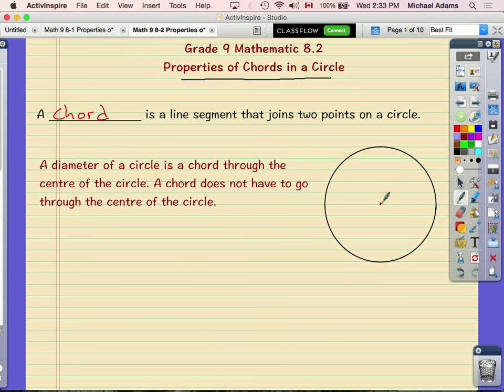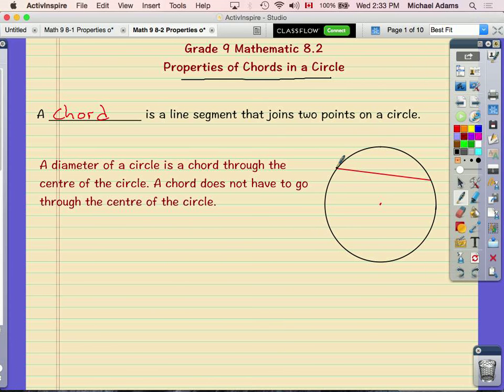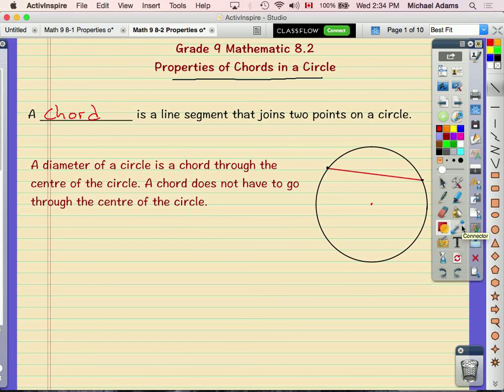So here's a circle, here's my center of the circle, and if I have a chord, like I said, a chord goes through 2 points on a circle. So if I have a line from here to here, that's going through this point and this point, so through 2 points on a circle. A chord can also go through the center of the circle. It doesn't have to, but it can. And we know that a chord through the center of a circle is called the diameter.